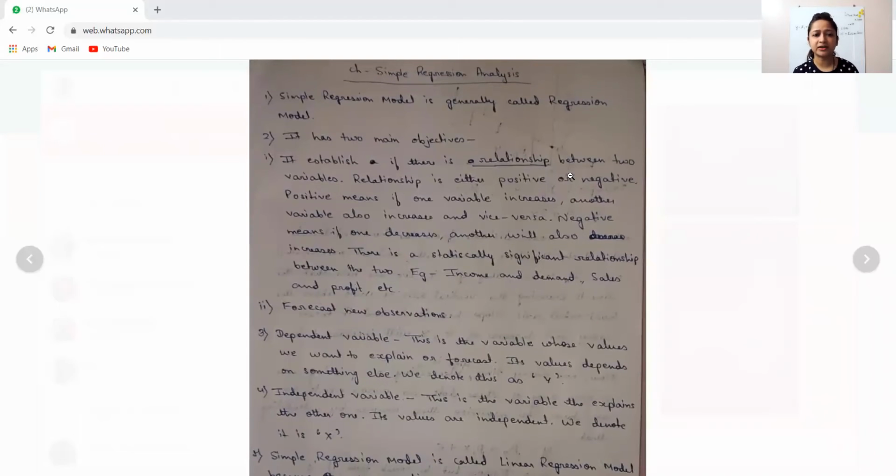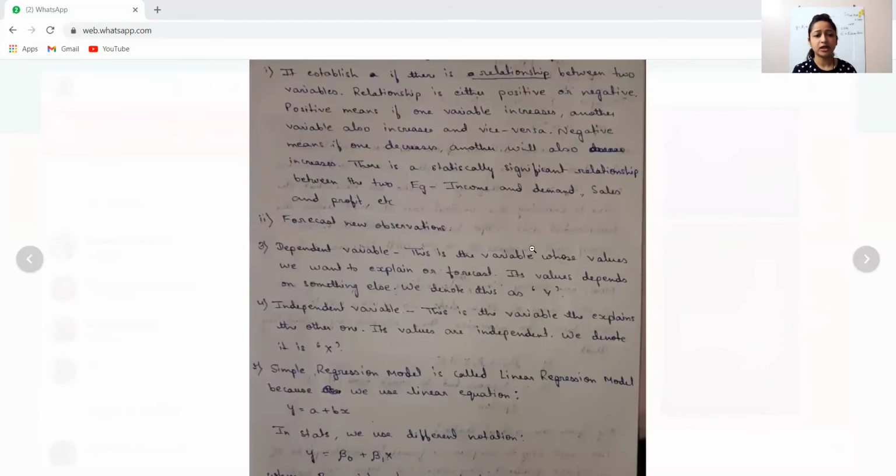So what is simple regression analysis? Simple regression analysis is generally called a regression model. It has two objectives. It establishes whether there is a relationship between two variables. The relationship is either positive or negative. Positive means if one variable increases, another variable also increases, and vice versa. Negative means if one decreases, the other will increase. There is a statistically significant relationship between the two. Example, income and demand. When our income increases, demand will also increase, and sales and profit.